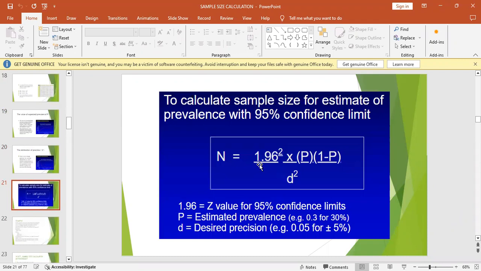Now, this is the formula. That is Z, and that is 1.96 if it is 95% confidence level. And this is the prevalence, that is the estimated prevalence. And this is 1 minus p, and then the d square. d is the precision.